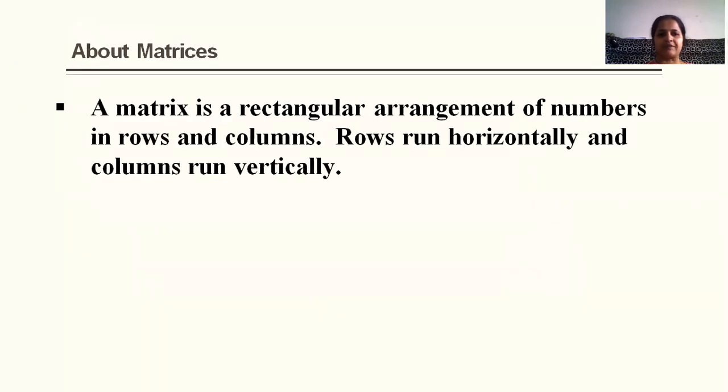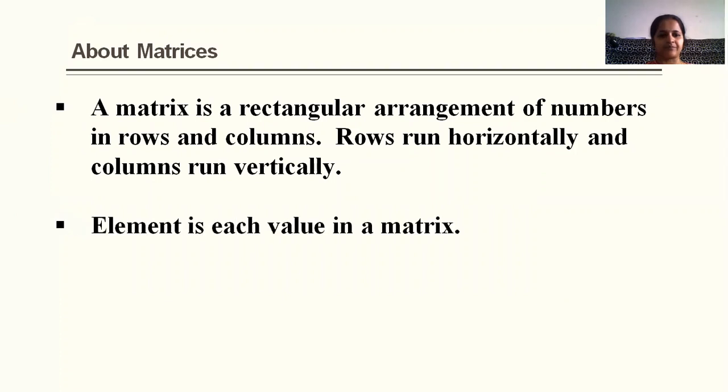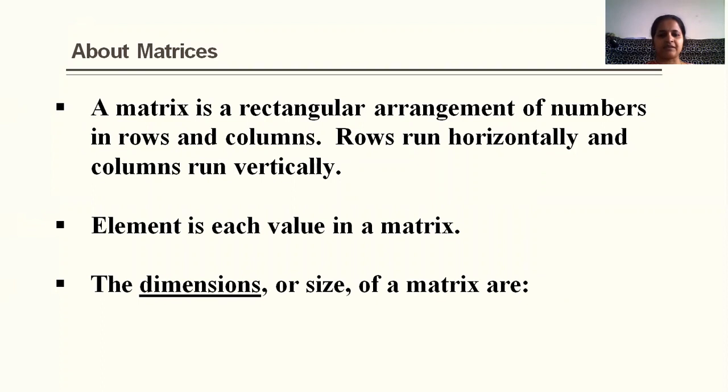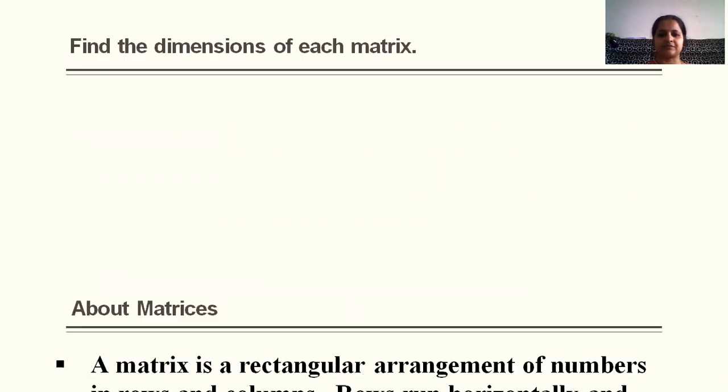So first, about matrices. A matrix is a rectangular arrangement of numbers in rows and columns. Rows run horizontally and columns run vertically. Element is each value in a matrix. The dimension or size of the matrix is the number of rows into number of columns. So this is how we are going to give the size or dimension of the matrix, that is number of rows into number of columns.